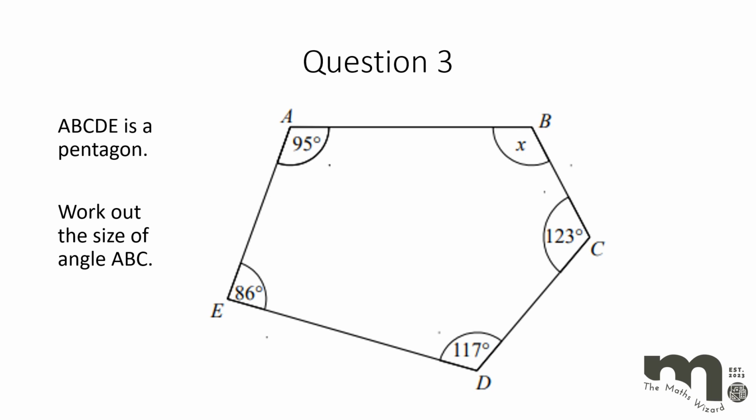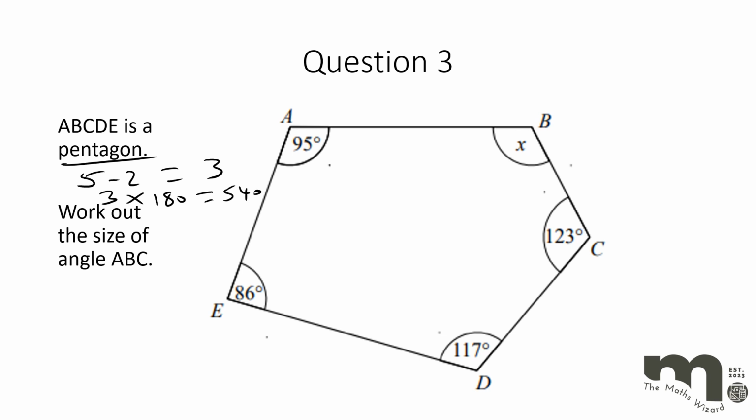Okay, so we're dealing with a pentagon here. So remember our formula. 5 take away 2 is 3. 3 times 180 is 540. So that means that all of those angles add up to 540.